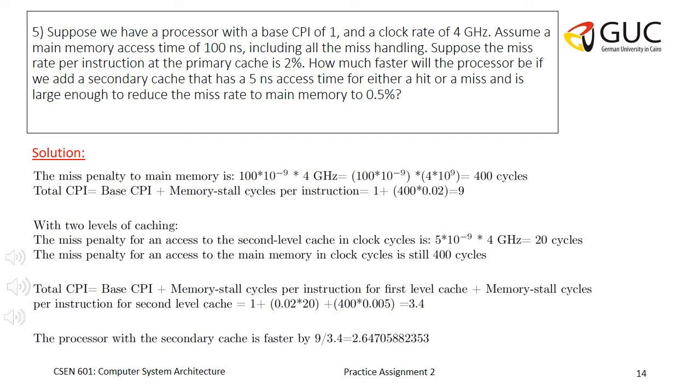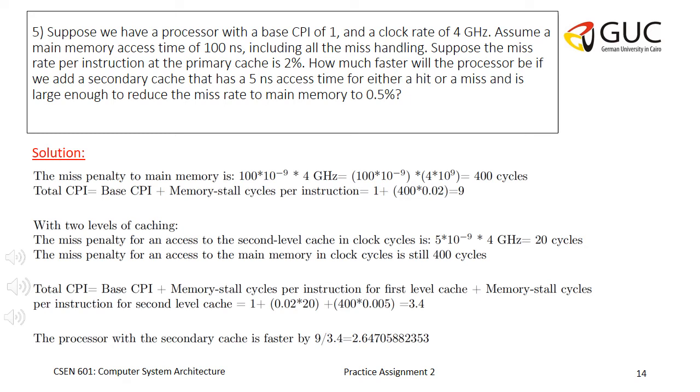Moving to the next question. Suppose we have a processor with a base CPI of 1 and a clock rate of 4 GHz. Assume a main memory access time of 100 nanoseconds, including the miss handling. Suppose the miss rate per instruction in the primary cache is 2%. How much faster will the processor be if we add a secondary cache that has a 5 nanosecond access time for either a hit or a miss, and is large enough to reduce the miss rate to the main memory to 0.5%?